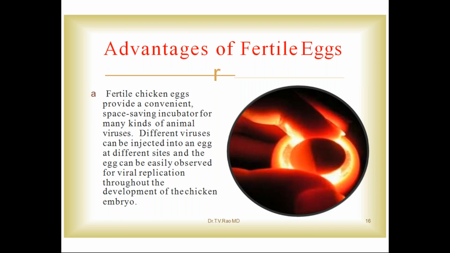Suppose you want to see any cytopathic effect, you can break the egg and harvest the various sites and observe. If you want to see the chorioallantoic membrane, after breaking, we can observe the pocks, particularly for variola and vaccinia virus. Not only variola and vaccinia, the herpes simplex virus also produces pocks on the chorioallantoic membrane. That is the advantage of embryonated fertile eggs.